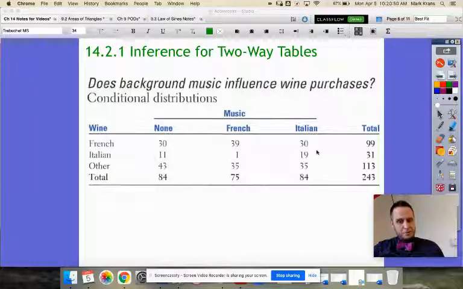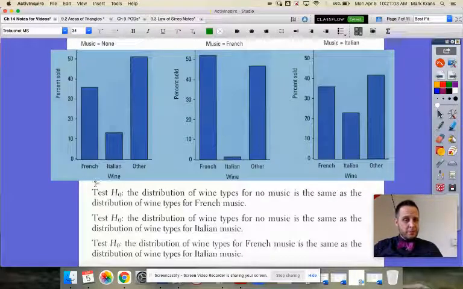And these smaller numbers might just have to do with they didn't play Italian music as long. So we don't know why this 31 is smaller, 99, 113. But we're wondering, like, is there a difference between these? And if you think about it, we have the wine that was ordered, and I might make stacked bar graphs. It would look a little bit prettier, okay?